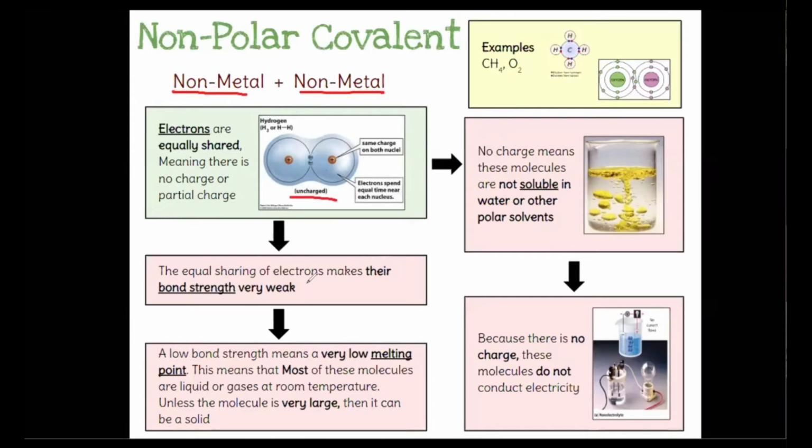Because they're sharing the electrons equally, the bond strength is relatively weak. Because the bond strength is relatively weak, they don't need to be super close to each other. They're going to have a really low melting point. If the atoms don't need to be close to each other, they can spread out more easily, which means that at room temperature, a lot of these are going to be liquid or gases.